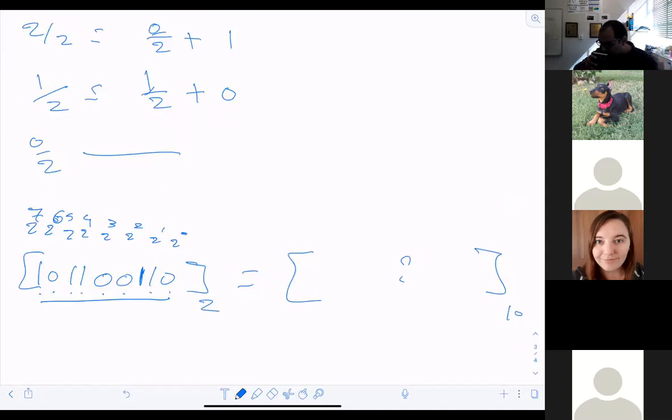So this is how many digits? Total will be 8. So it should be... sorry, total will be 2 power 8. Yep, you're right. So it should be 9. Yep. So we have 9 digits, right?